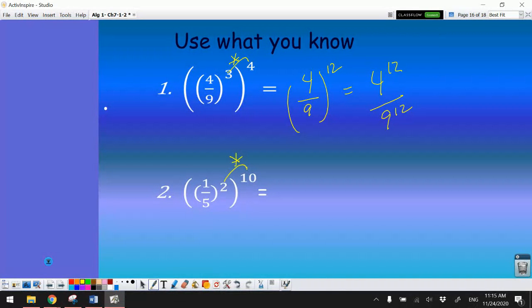Okay, again, multiply these. 2 times 10 is 20. So I have 1/5 to the 20th power, which is 1 to the 20th over 5 to the 20th. Now, I can evaluate that top number because 1 to the 20th, that's just 1. So 1 over 5 to the 20th would be the best answer for that one.